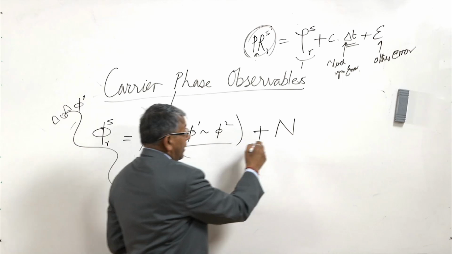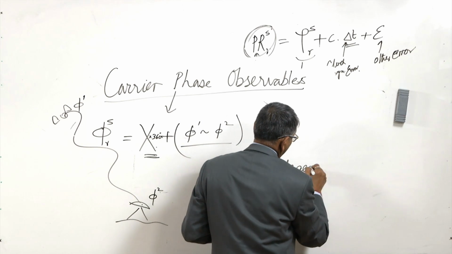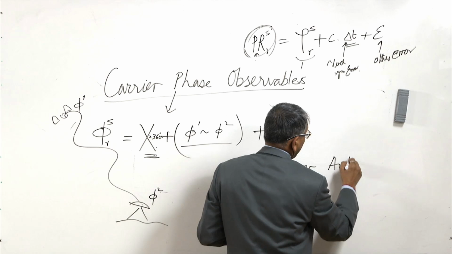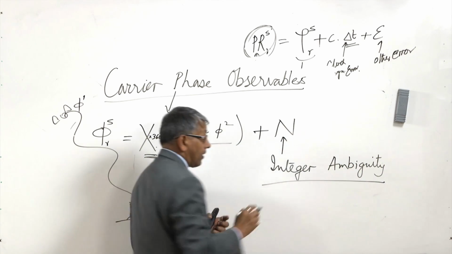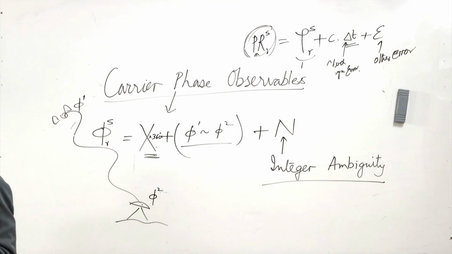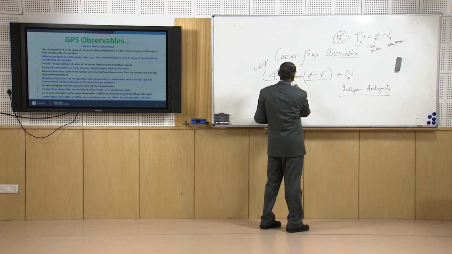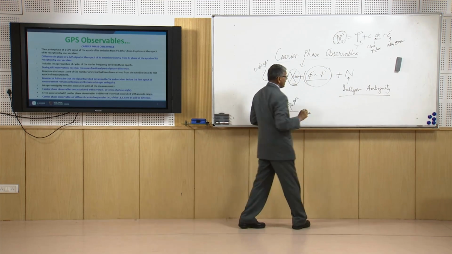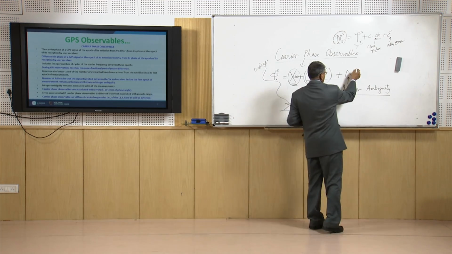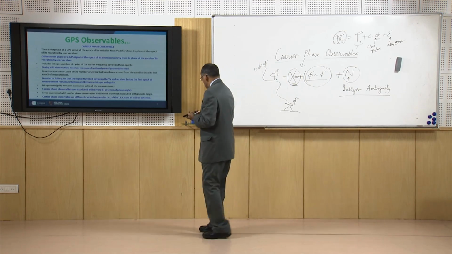which is called integer ambiguity. So when we go for carrier phase observables, we will have the x number of full cycles, the fractional cycle, plus an error which is called integer ambiguity.